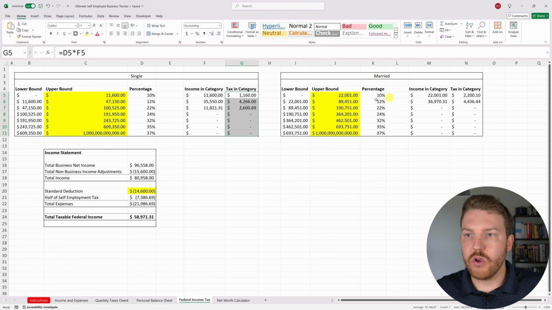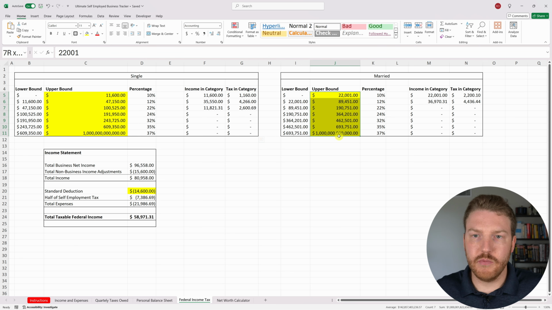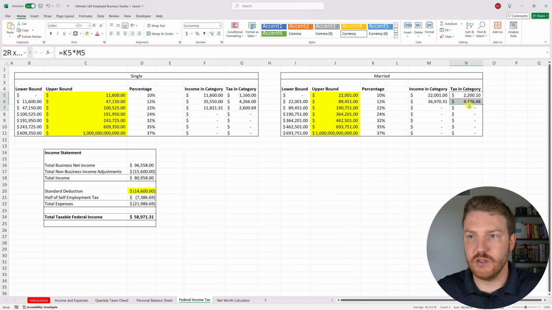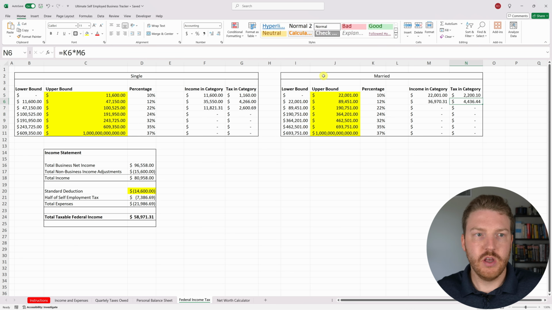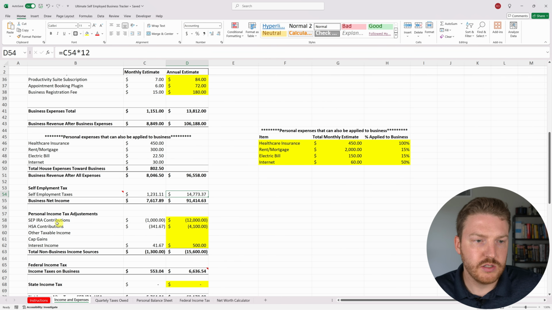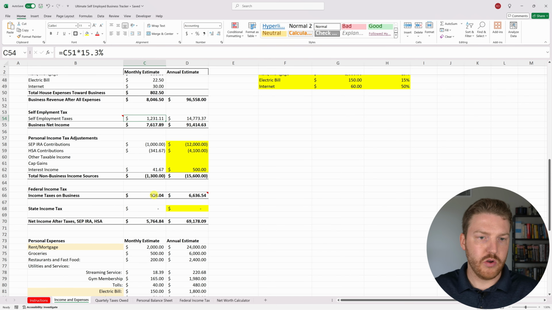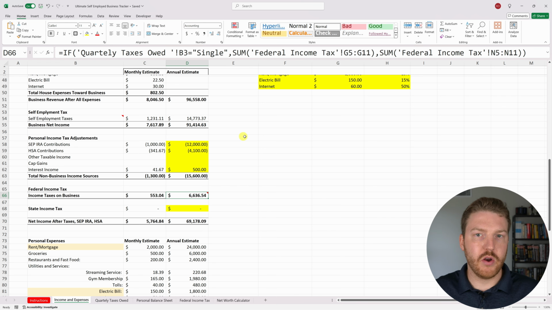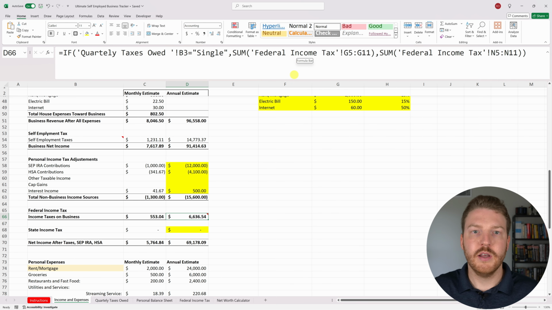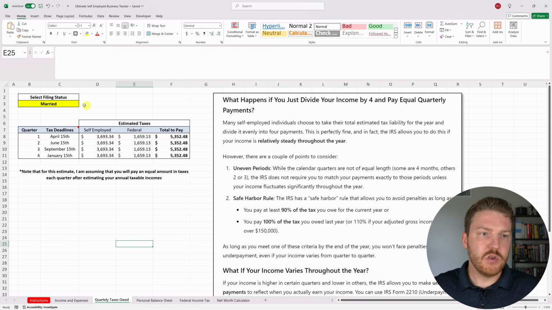And if we were married, we'd be using these higher upper bounds, which would have the effect of reducing our overall taxes. So if we go back over here into income and expenses, this is going to depend on if we're married or single. So I have this formula over here that's going to get a little bit more complicated. So basically, I'm using this value here.